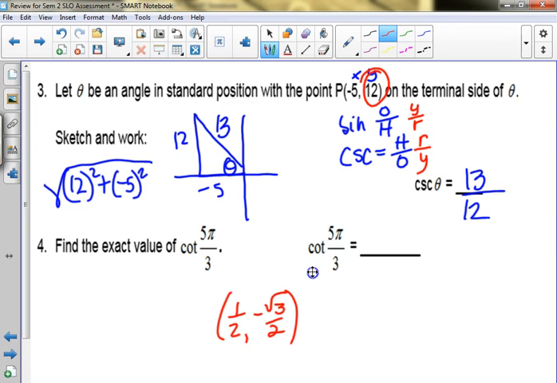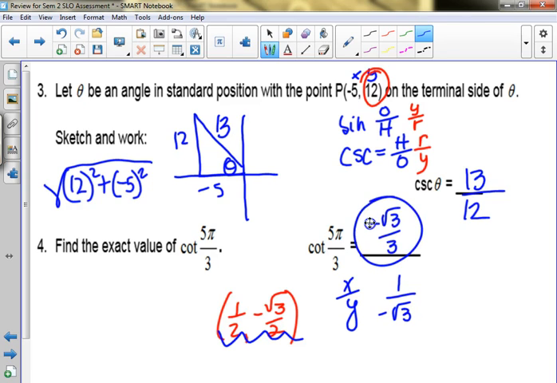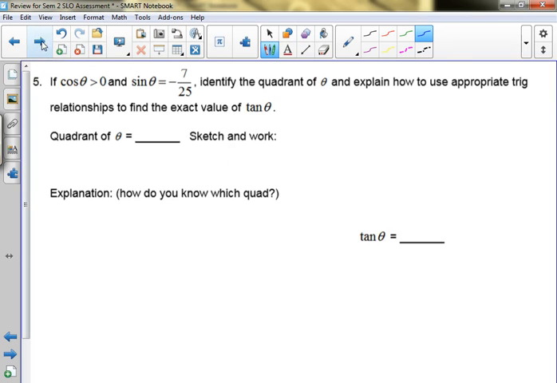How do I do cotangent? X over y. But what did we talk about? These denominators, they're going to cancel out. So we're going to end up with 1 over negative square root of 3, or negative root 3 over 3. Question so far? Are we acing all these?